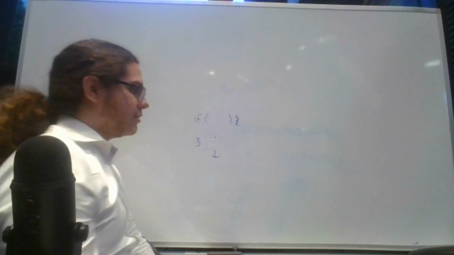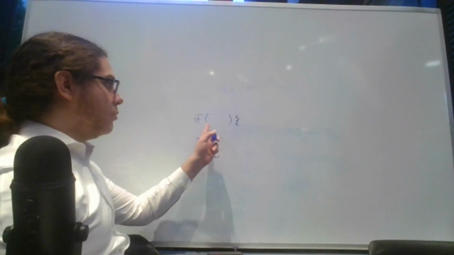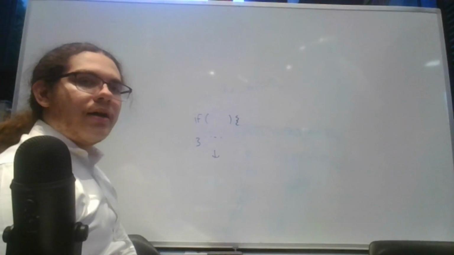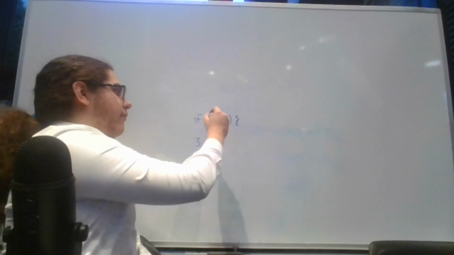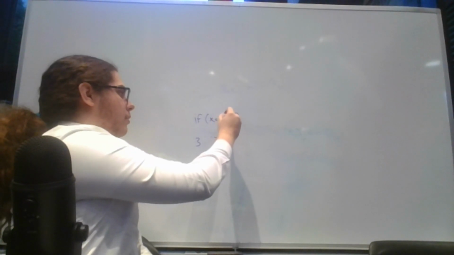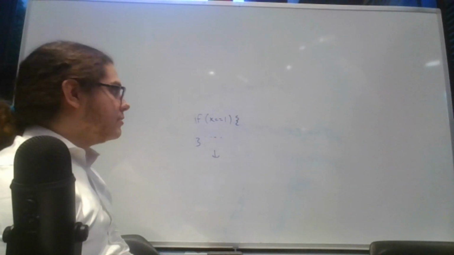So our goal is to convert something in an if statement to assembly, RISC-V. It mostly depends on what's inside this if statement, but I'll just do an example. I'll say if this happens, so if x is equal to 1.